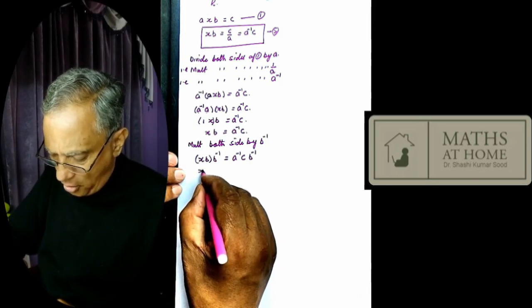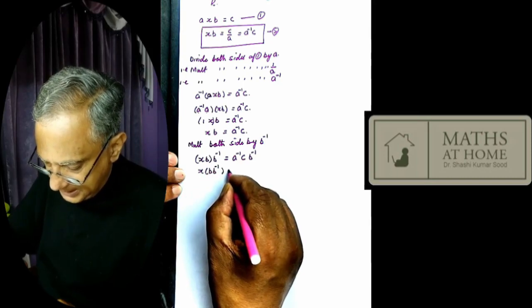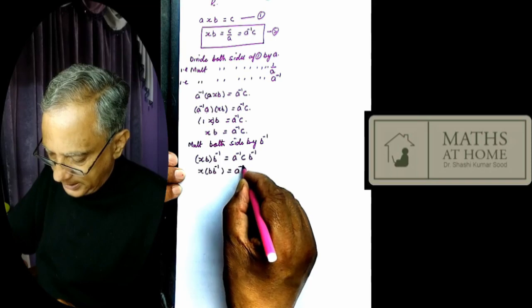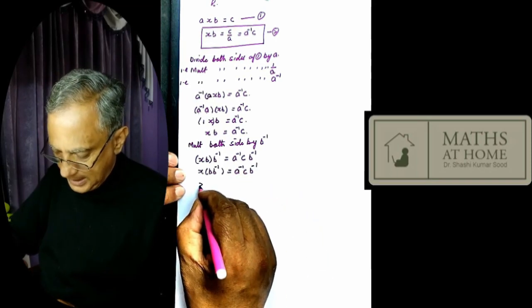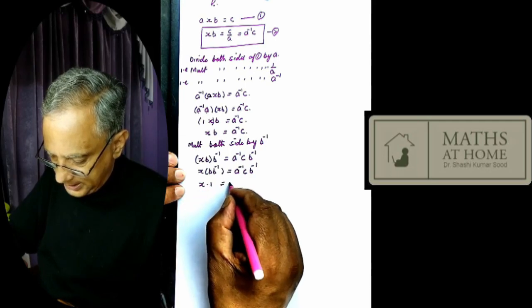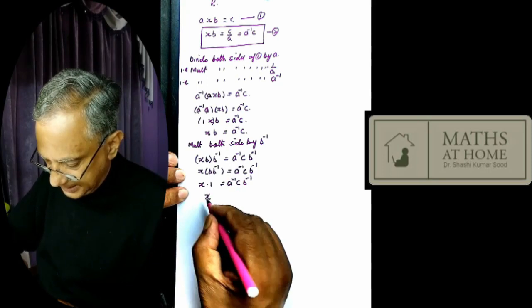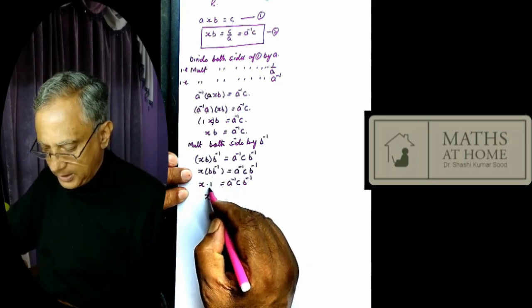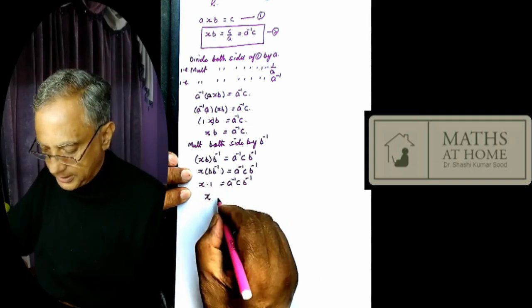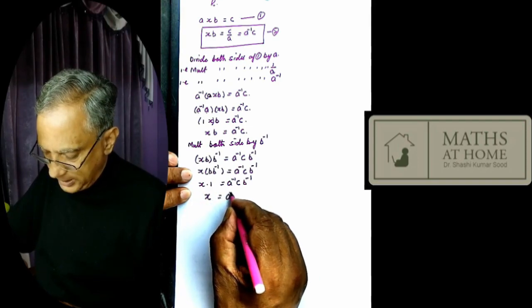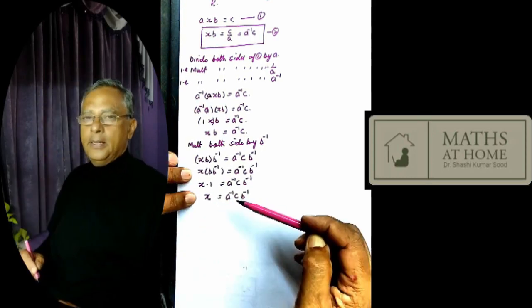Using the associative law, we can write this as B into B inverse. This is equal to A inverse C B inverse. And this is X into 1, equal to A inverse C B inverse. That is, B into B inverse is 1, and X into 1 is X, because this is the identity. So we get A inverse C B inverse.